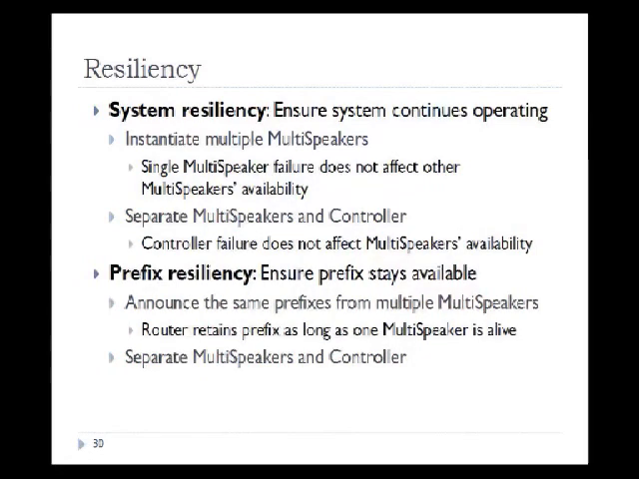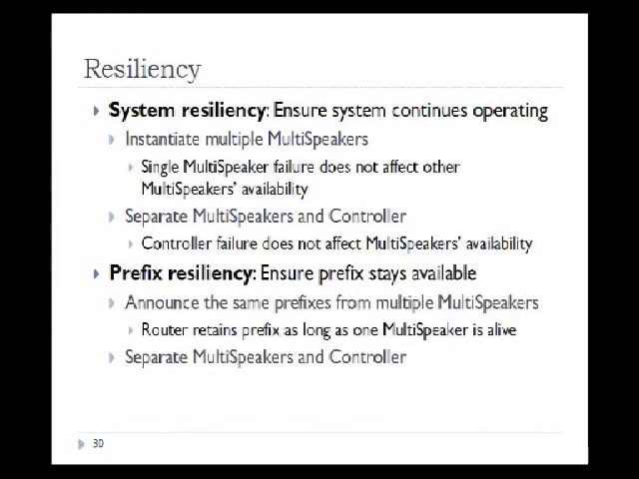First is to instantiate multiple multi-speakers, so that a single multi-speaker failure does not affect other multi-speakers' availability. And the second point is to separate the multi-speaker and the controller, so when the controller fails, the multi-speaker is not affected. And to ensure prefix resiliency, meaning we want to make sure that the prefix stays available even when components might fail, there's also two methods.